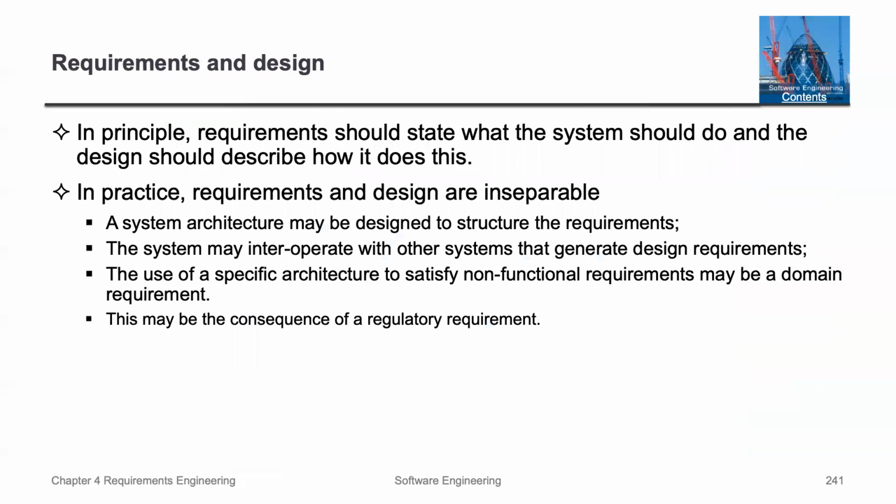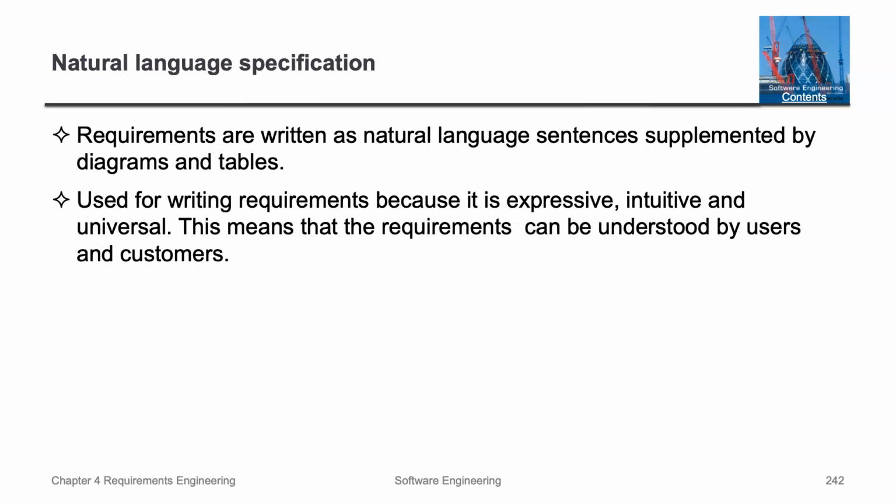So requirements and design: in principle, requirements should state what the system should do, and the design should describe how it does that. So in practice, requirements and designs are inseparable. A system architecture may be designed to structure the requirements. The system may interoperate with other systems that generate design requirements. The use of a specific architecture to satisfy non-functional requirements may be a domain requirement. And this may be a consequence of a regulatory requirement. So you can have various types of influences that could be impacting what's going on.